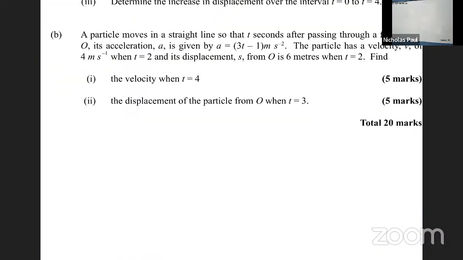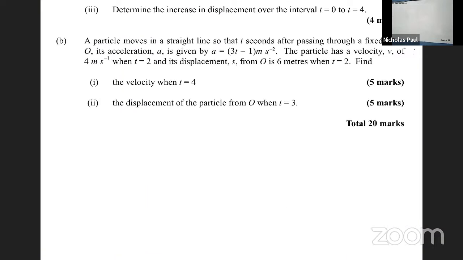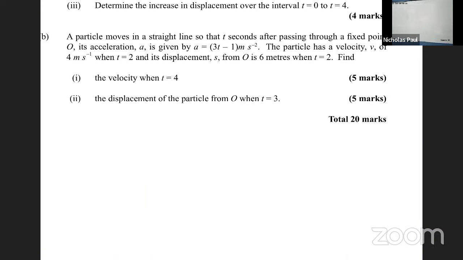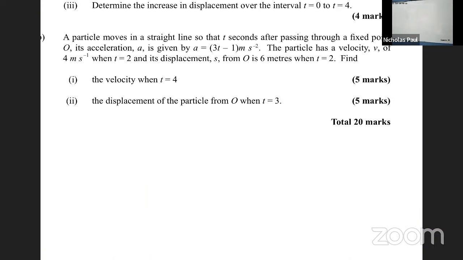Try this next one here. This is 2015, 5 marks each, right? Let's see what happens. This time they give you acceleration, right? So how do you get velocity, Ocean?